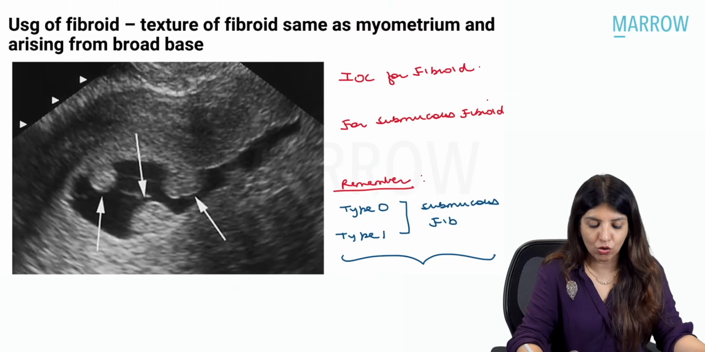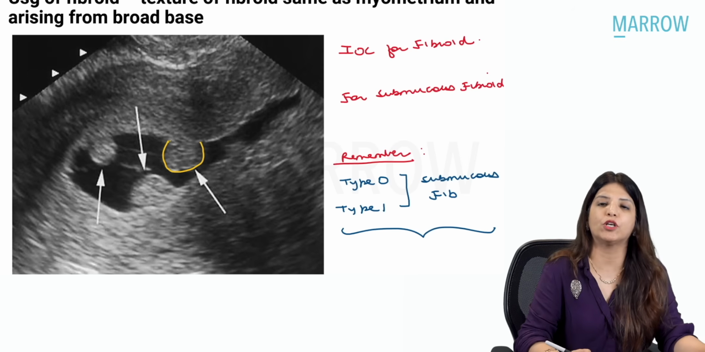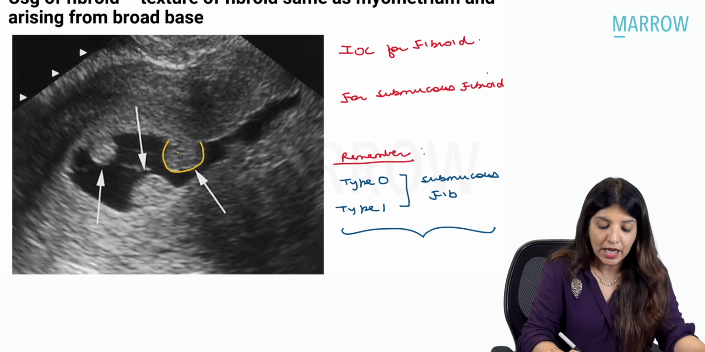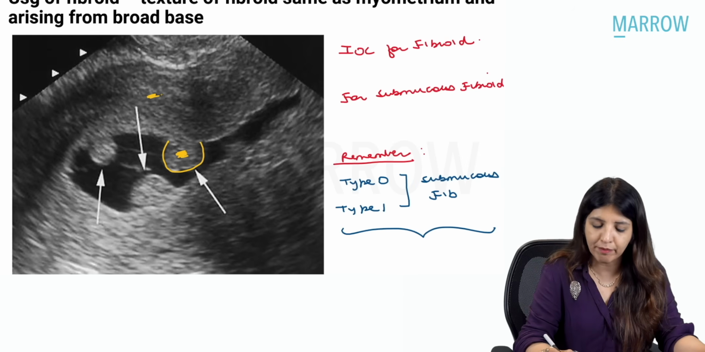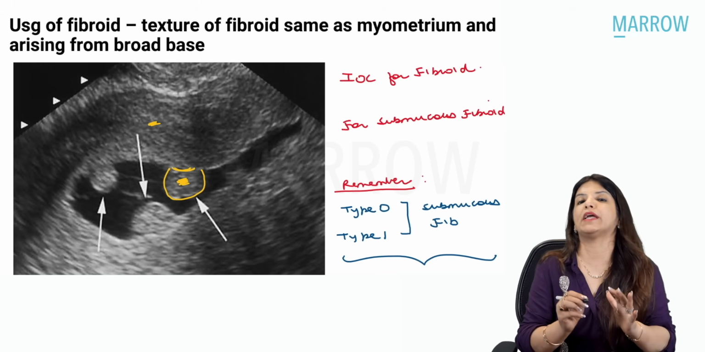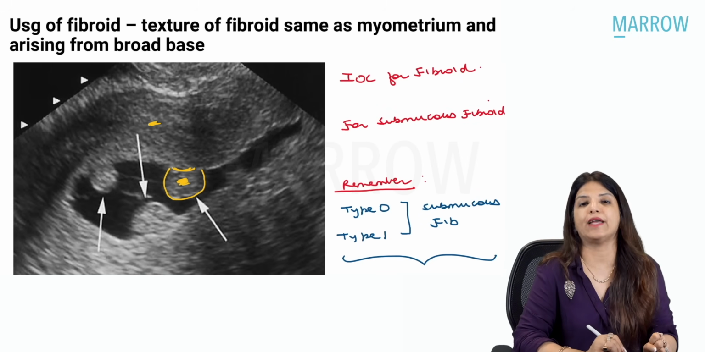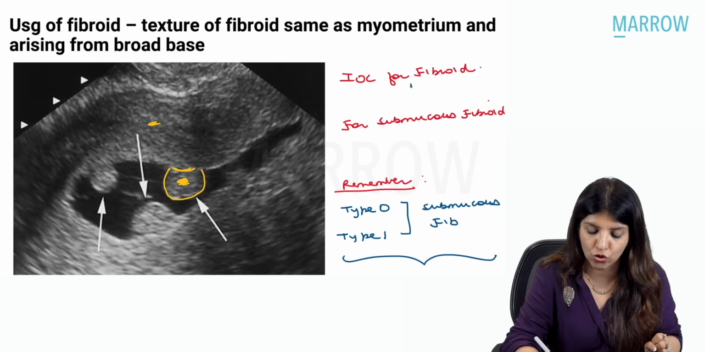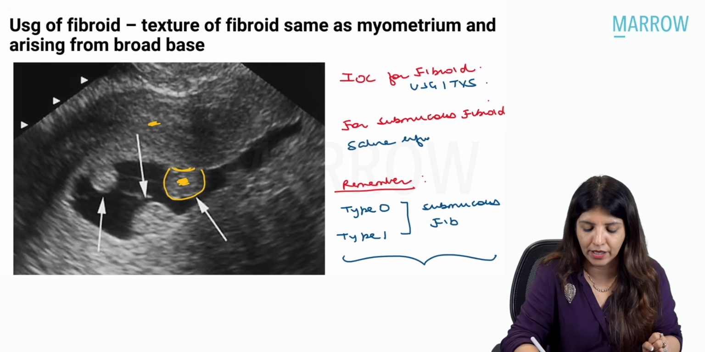Right? What you are seeing over here? You are seeing that there is a growth which has arisen from the uterus and it is coming inside the cavity. The texture of the growth and the texture of myometrium are the same. This growth is arising from a broad base, and that is why most probably I am looking at an ultrasound of fibroid. Please remember, in case of fibroid, the investigation of choice is ultrasound or TVS. In a submucous fibroid, the investigation of choice is saline infusion sonography.